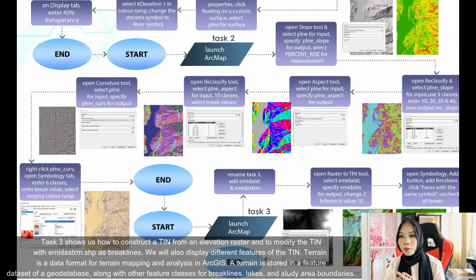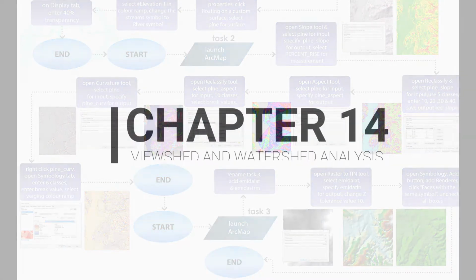Terrain is a data format for terrain mapping and analysis in ArcGIS. A terrain is stored in the feature dataset of a geodatabase, along with other feature classes for breaklines, lakes, and study area boundaries.